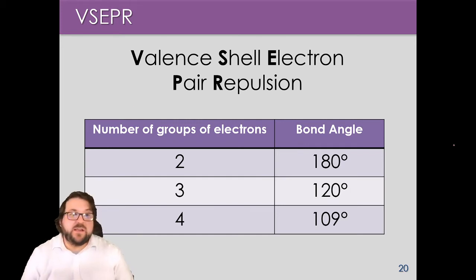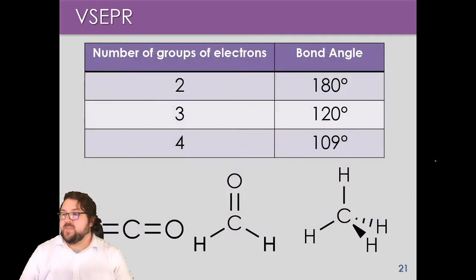So essentially what you're looking for then is how many groups of electrons are there. If there are 2, the angle's 180. If there are 3, the angle's 120. If there are 4, the angle is 109 degrees. So let's have a look at these ones. Let's do these ones together.